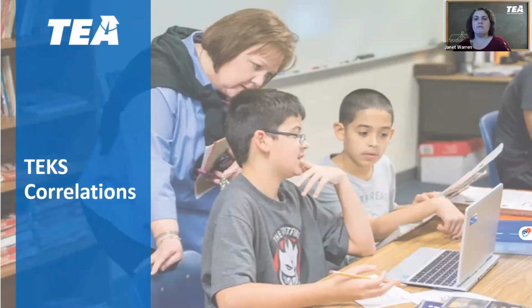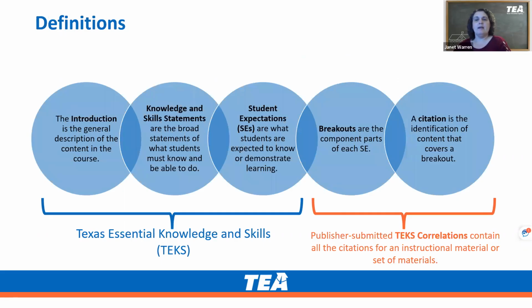So the first thing we're going to cover is TEKS correlations. As you know, the Texas Essential Knowledge and Skills are made up of three parts: the introduction, the knowledge and skill statement, and the student expectations. The introduction is a general description of the content in the course. The knowledge and skill statements, or KSSs, are broad statements of what students must know and be able to do. Student expectations, or SEs, provide specific information about how the student demonstrates their learning.